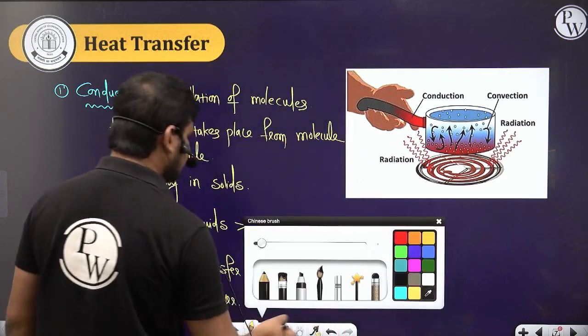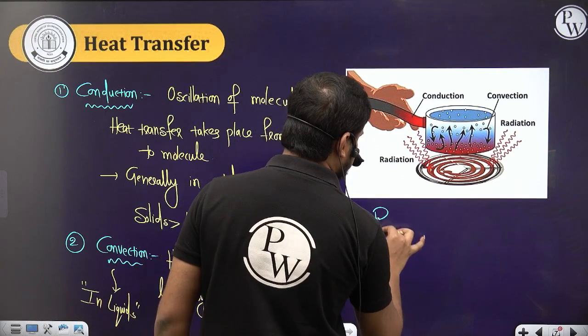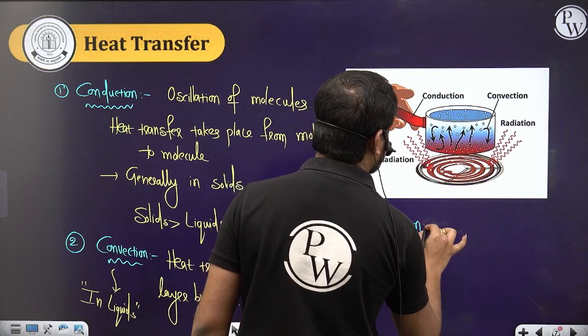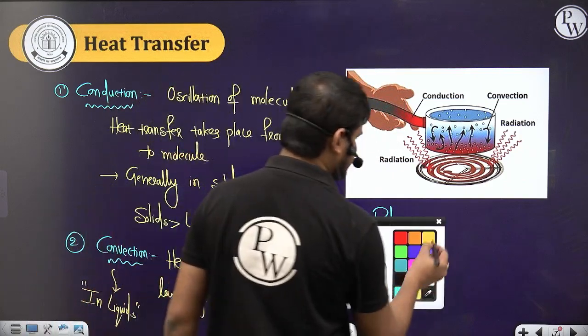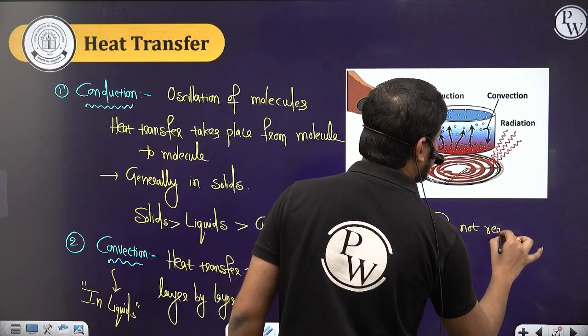And then coming to the radiation. So the third is the radiation. So radiation is nothing but an electromagnetic wave. So it does not require any medium. So the first thing is, it does not require any medium.